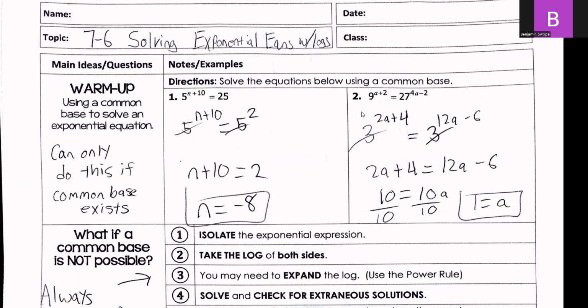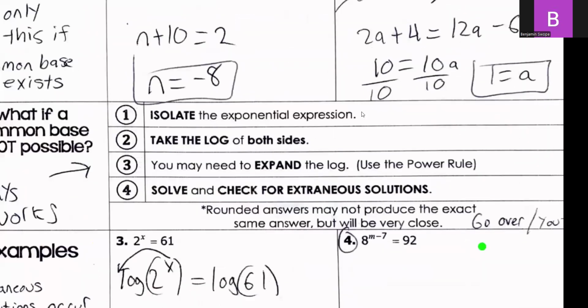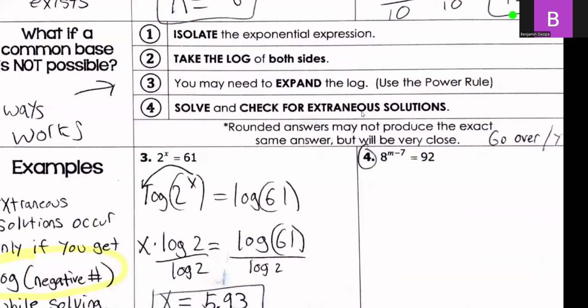The problem with common bases is, one, it's kind of difficult when you have big numbers. And a lot of times there is no common base, at least that's not decimal based. So it's not always easy to do, or sometimes not even possible to do, but using logs will always work. So it's the more reliable method for sure. You can see our four steps.